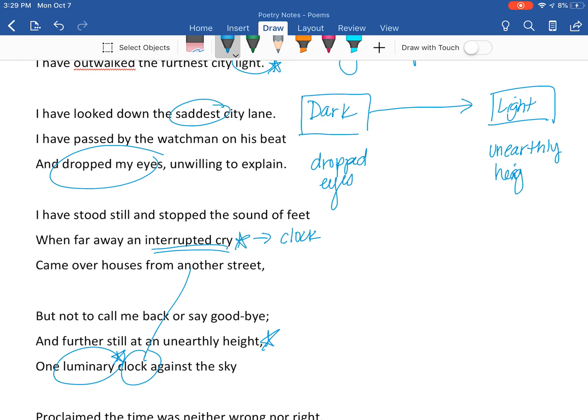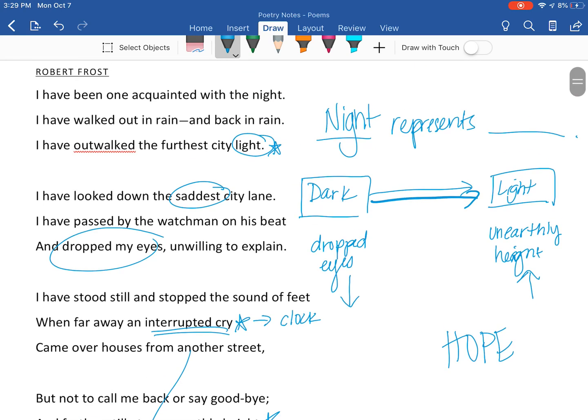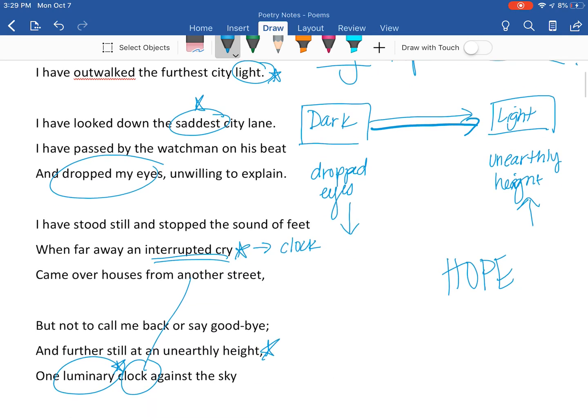Oh, I can't spell height. So again, we have this idea of looking down, but then here they're looking up. So something that I would attribute that to, which I can also attribute up here with dark and light, is this idea of hope. Because he's walking down these sad, dark lane city streets, right? Until there's this shift with the uninterrupted cry, and then suddenly he's looking up.